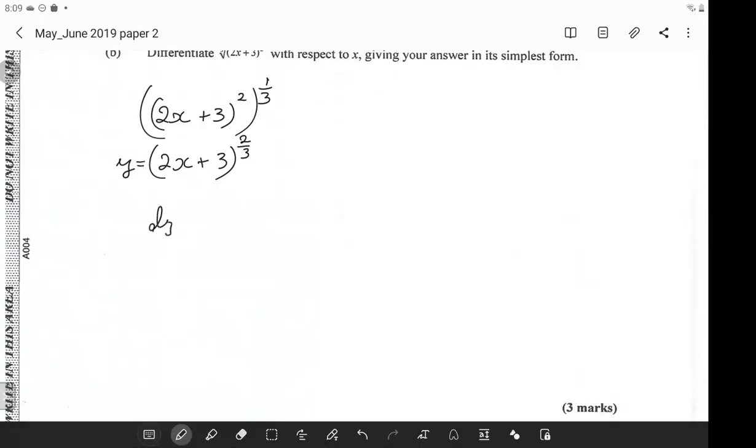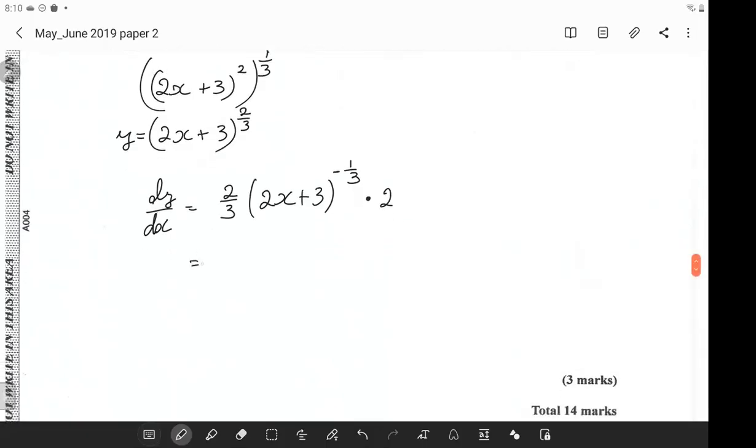So dy/dx is equal to 2/3 times 2x plus 3. And now remember, we have to subtract 1 from the power. So we have minus 1/3. And that's times the derivative of the inside, which is 2. So simplifying that, we get 4 over 3. Now, this negative 1/3 power, you could put it in the denominator and write it as a cube root.